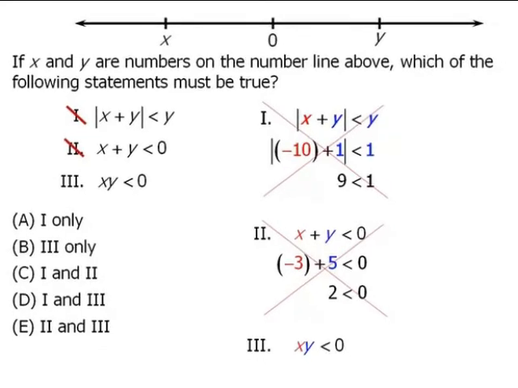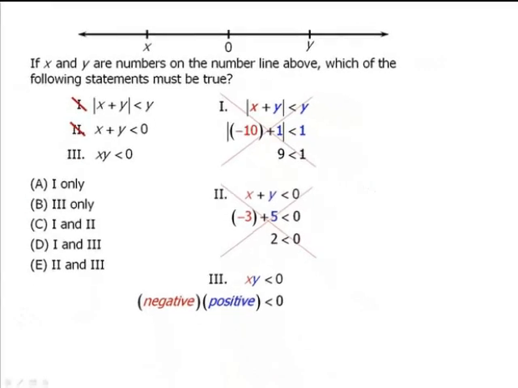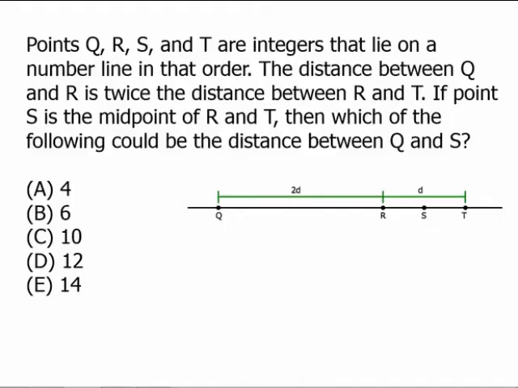And finally, statement 3. Well, here we know that x is negative and y is positive. And we know that the product of a negative number and a positive number is always negative. In other words, it is less than 0. So yes, statement 3 is true, so our answer is B.